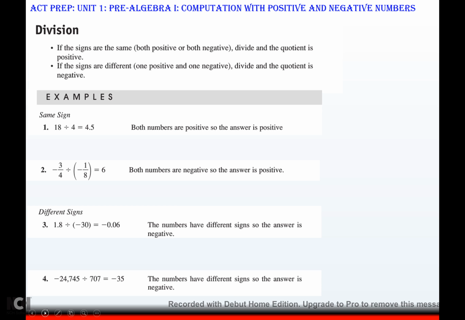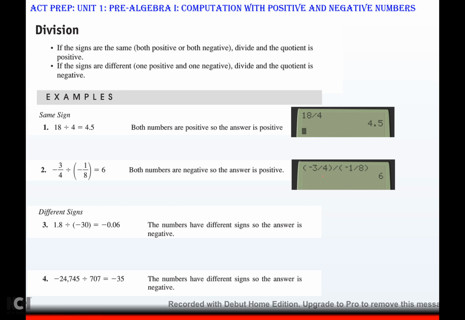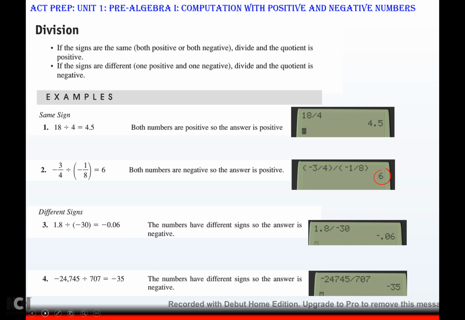Division, again, if you're dividing and the signs are the same, your answer is positive. If they're different, your answer is negative. 18 divided by 4 is 4.5. I have a -3/4 divided by a -1/8, and that gives me 6. 1.8 divided by a -30 is -0.06. And on the last one, -24,745 divided by a positive 707 is -35.